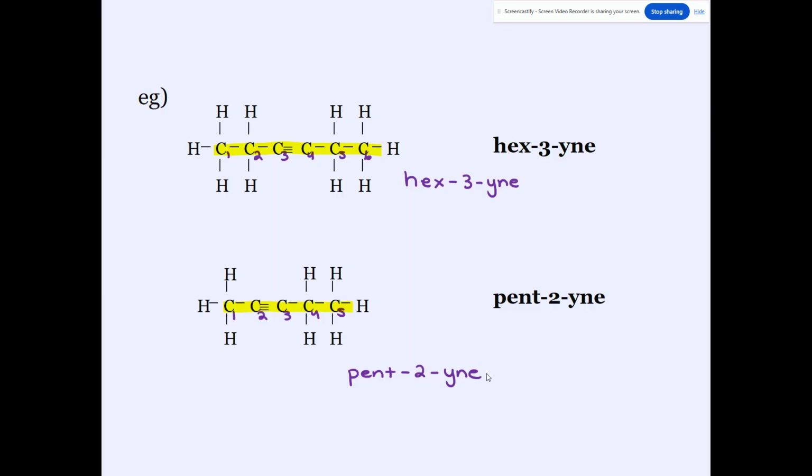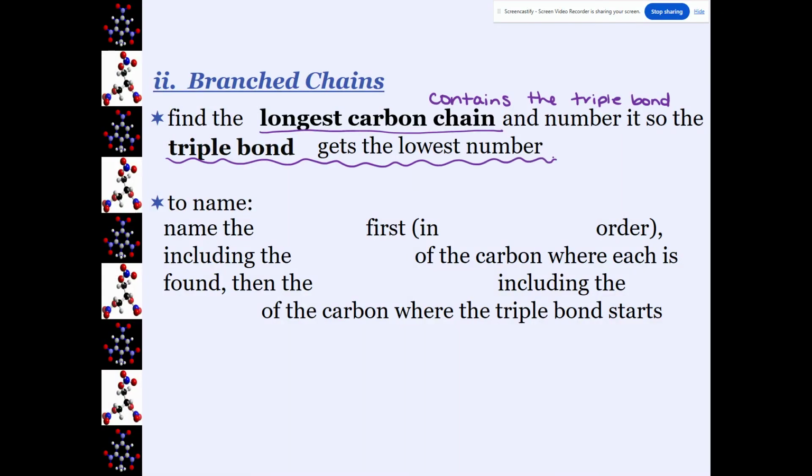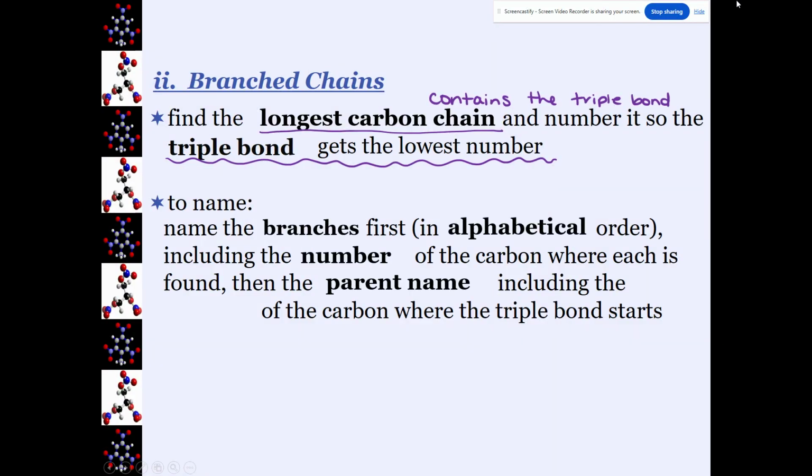Okay, so again, very similar to what we do with our double bonds, except we end in -yne, Y-N-E, instead of -ene. When we have branches, again, your parent is the longest carbon chain that contains the triple bond. And then you're numbering it so the triple bond gets the lowest number. The triple bond takes priority in numbering like the double bond would. And you're not going to have a compound to name that has both double and triple at this level, okay? It'll either have 1 double or 1 triple, that's it. Then you name the branches alphabetically, and same as our other rules.